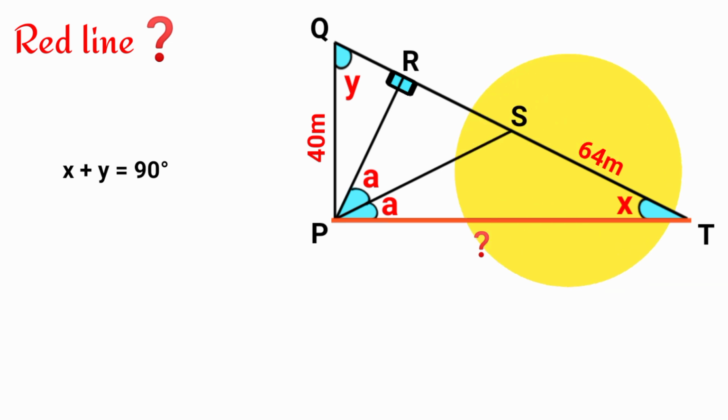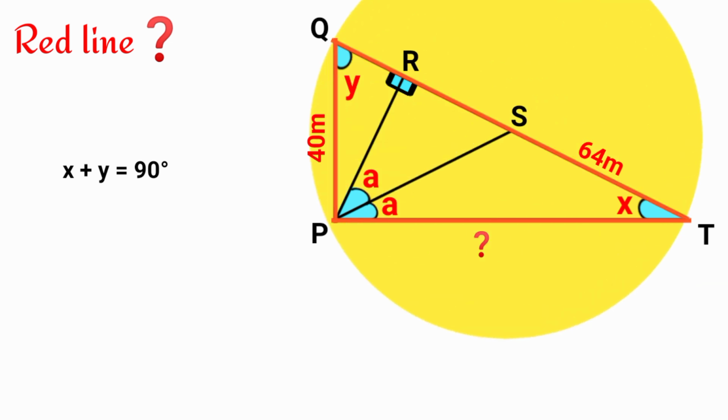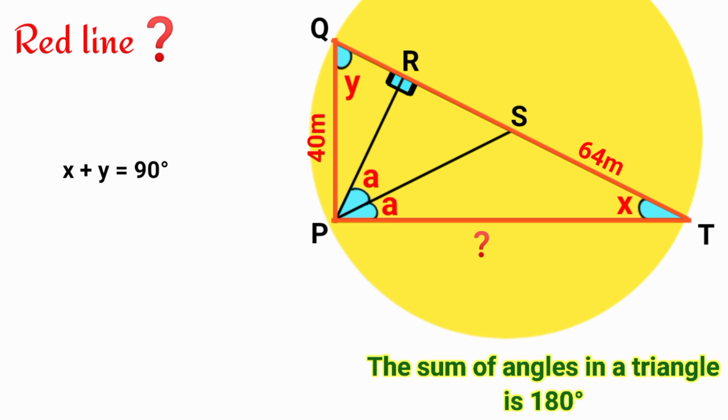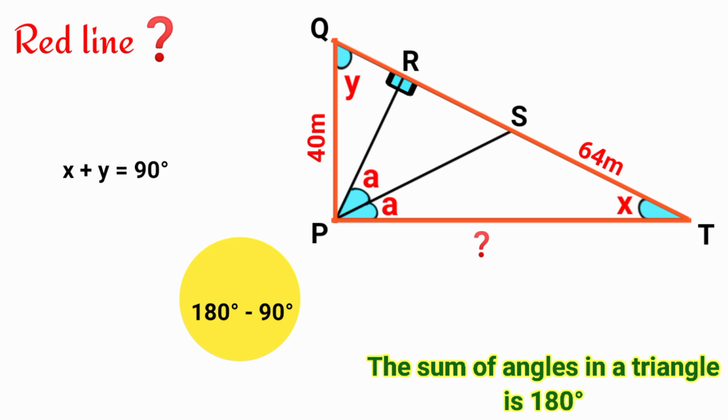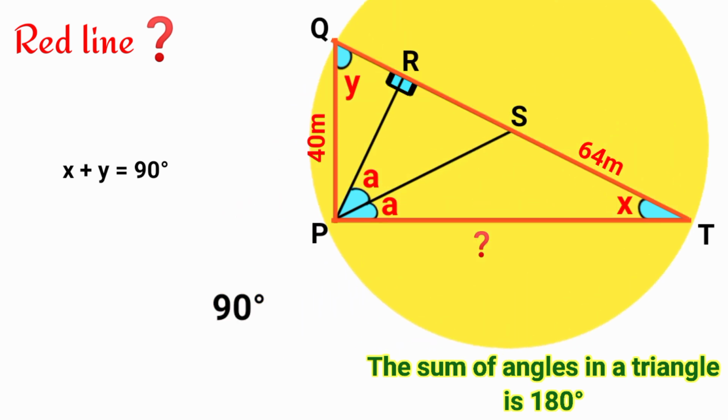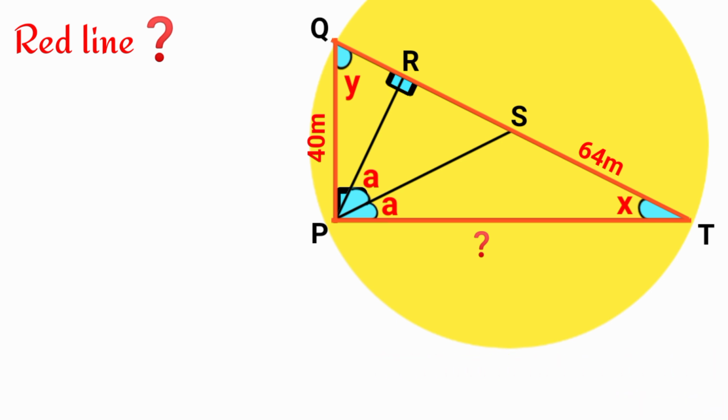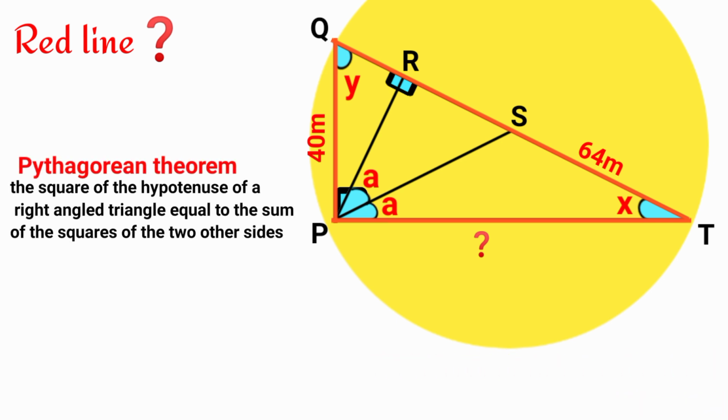X and y are angles of triangle PQT. Based on the rule that the summation of angles in a triangle is 180 degrees, since the sum of this angle and this is 90 degrees, this angle QPT will be 180 degrees minus 90 degrees, which is 90 degrees. That is, triangle PQT is a right angle triangle. So we can use the Pythagorean theorem.